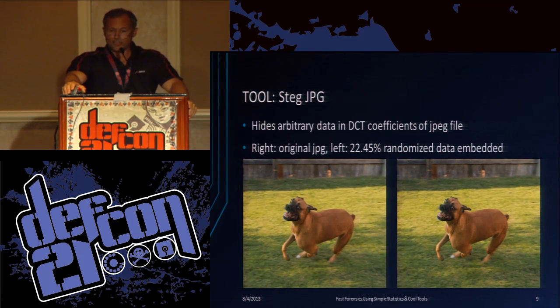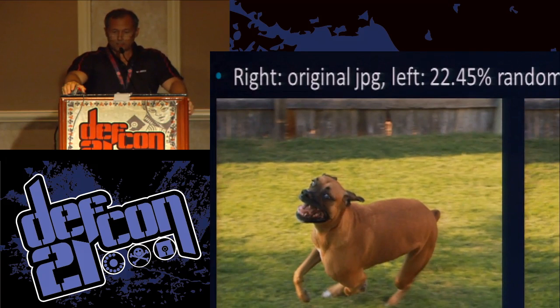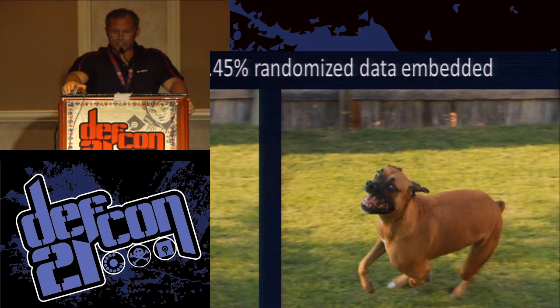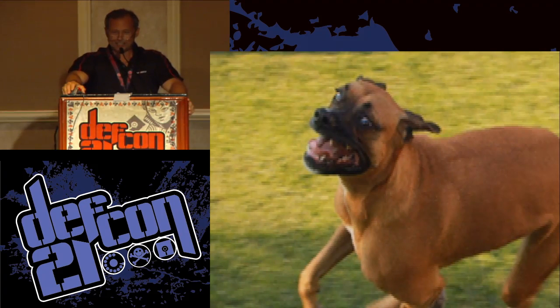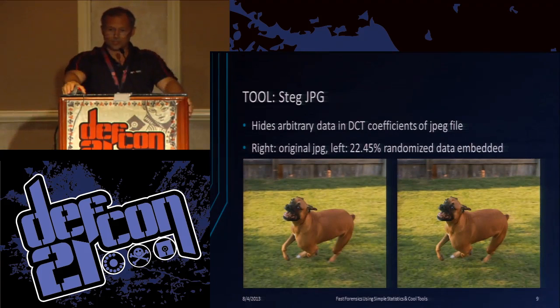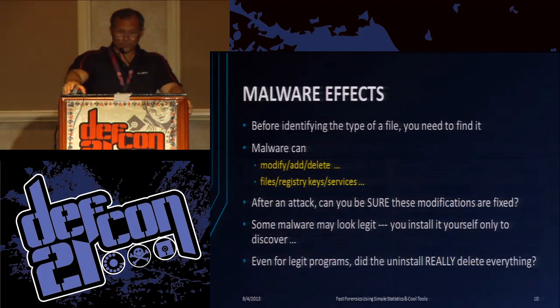This one hides in JPEGs. That's also on the CD. That's my dog. He texted me last night. He's lonely. You can't see anything, though. You can't see any artifacts between the original and that one. So you've got that tool on your CD as well. We'll show you how you can detect that, though.